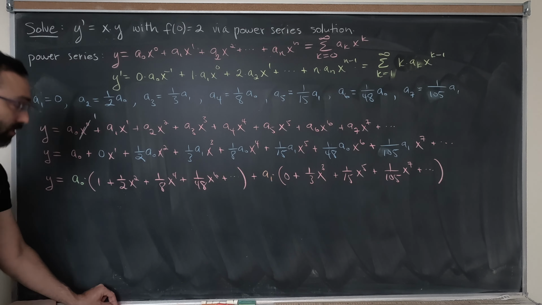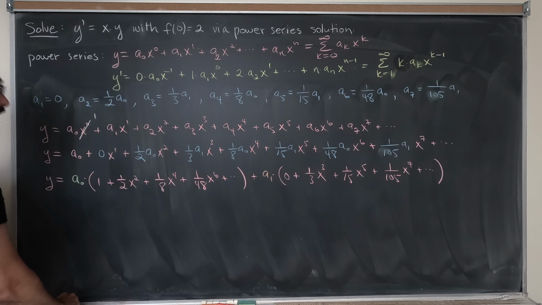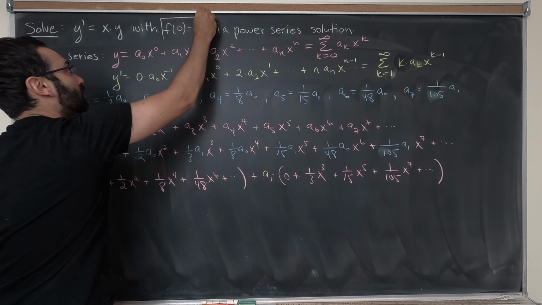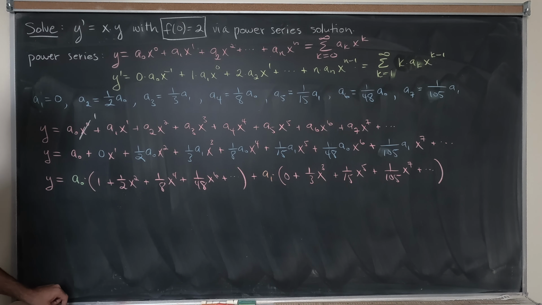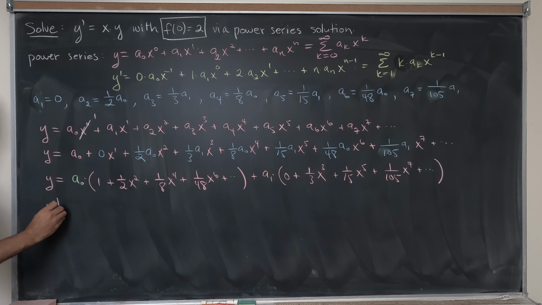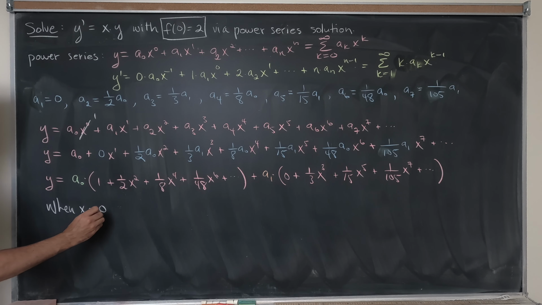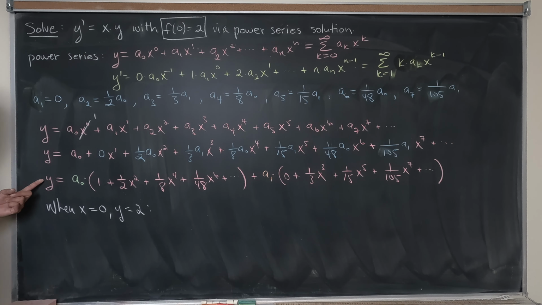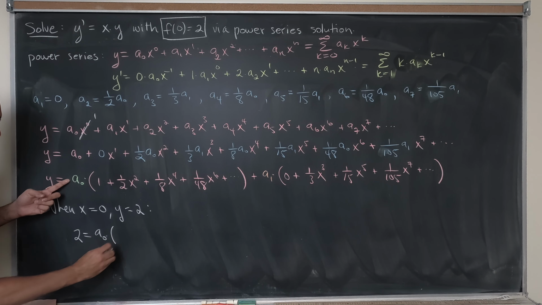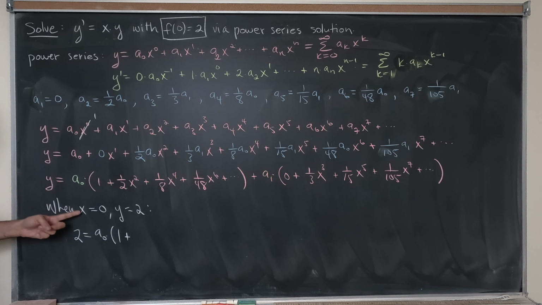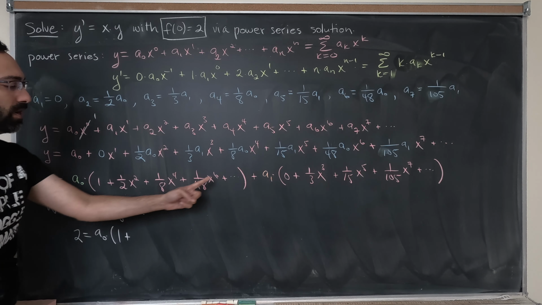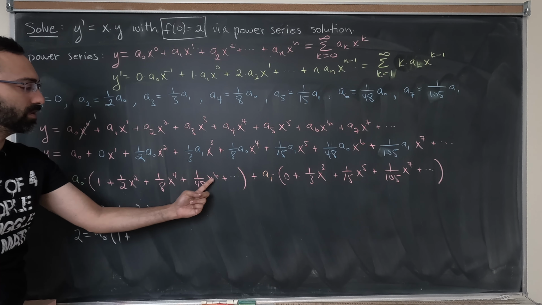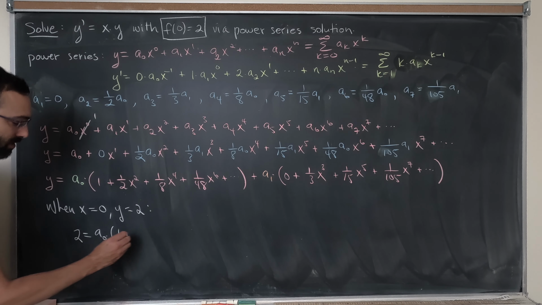Now from our initial condition, we see that f of 0 equals 2. So when x is 0, y is 2. So let's use that fact. When x is 0, y is 2. Well, okay, we can substitute 2 right here equals a naught times 1 plus, well, when x is 0, we have 0 plus 0 plus 0, etc. And we see that our powers of x are increasing by 2. So we'll always get zeros here.